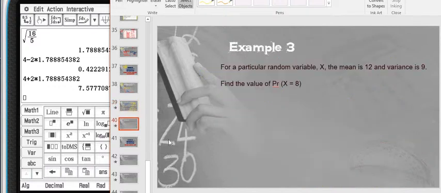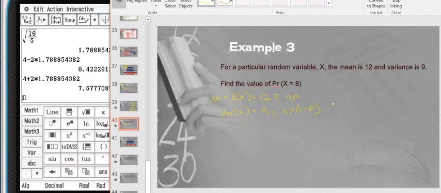Our last example for today. In this case, we've been told for a particular random variable x, the mean is 12 and the variance is 9. So that means our mean is equal to, or we could write it as expected x, means the same thing, is 12, and our variance is 9. We know that the mean is equal to np, and our formula says that our variance is equal to np(1 minus p). From here it's really straightforward, we just need to solve these.